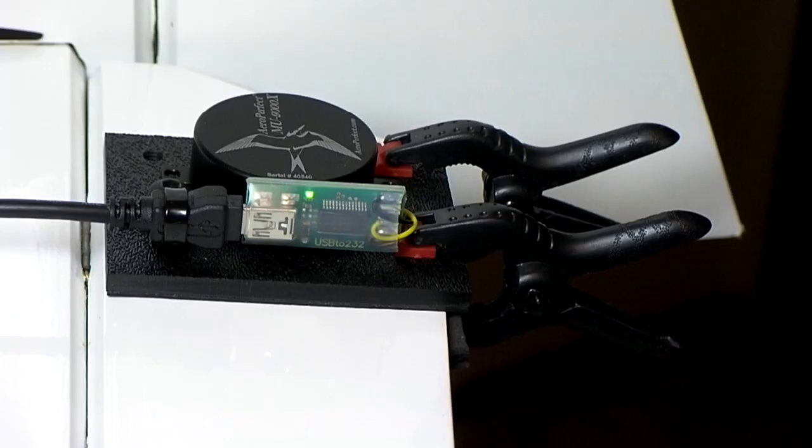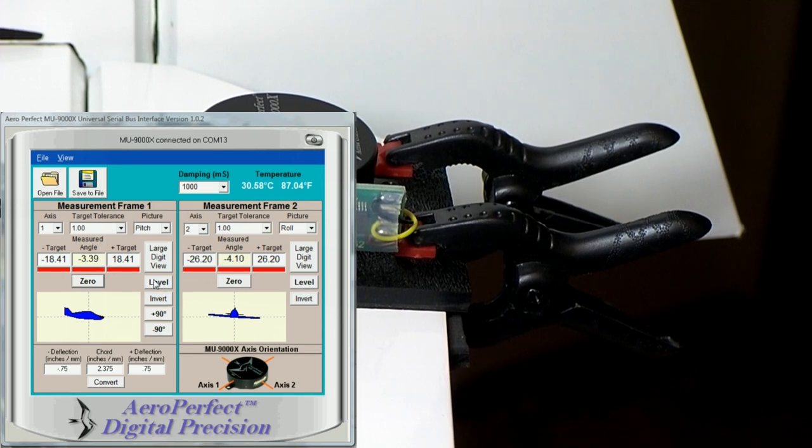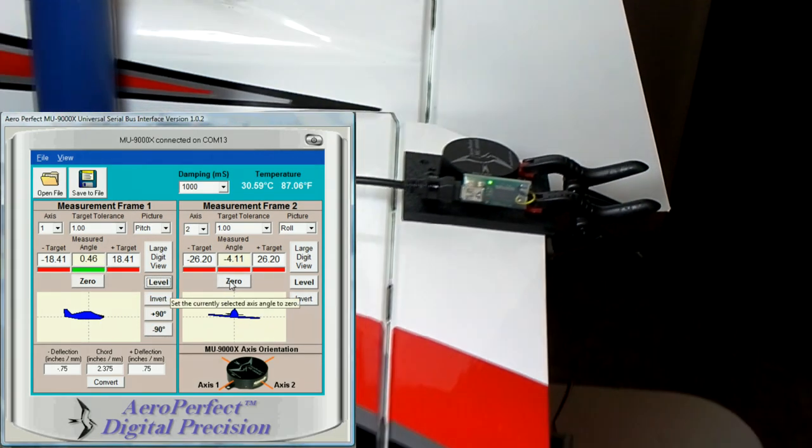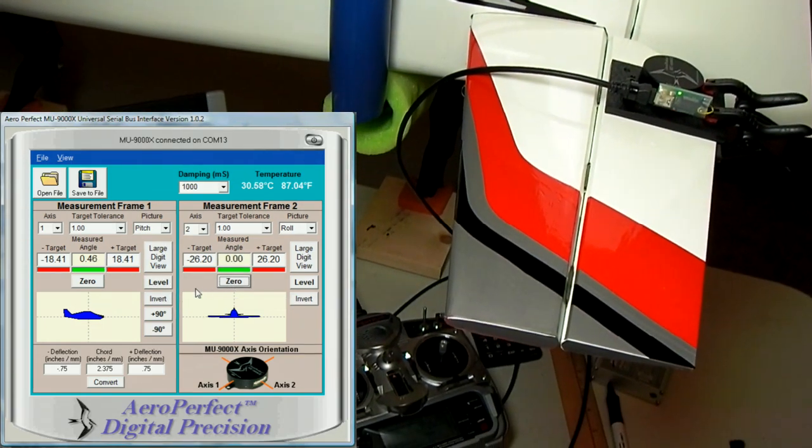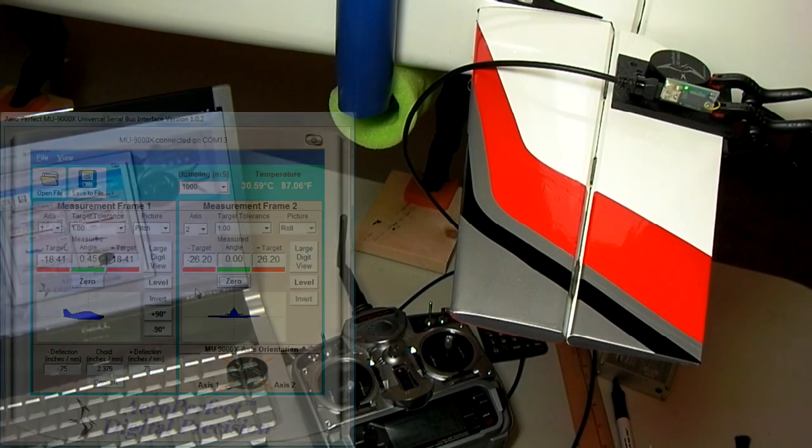Secure the angle sensor to the left elevator half so that the shorter edge is parallel to the hinge line. Clicking level in axis 1 establishes the hinge line level reference, and clicking 0 in axis 2 establishes the zero reference angle that will be used to precisely match the right elevator half.